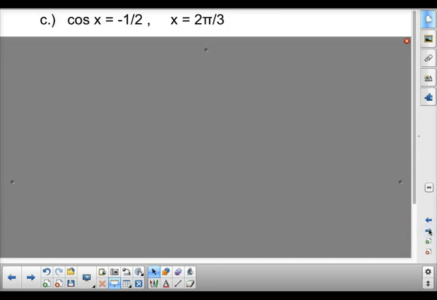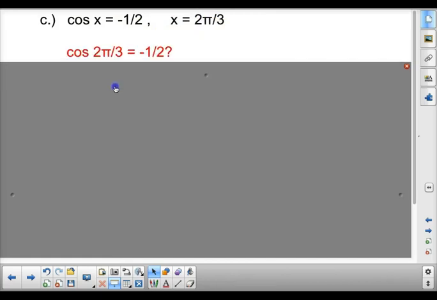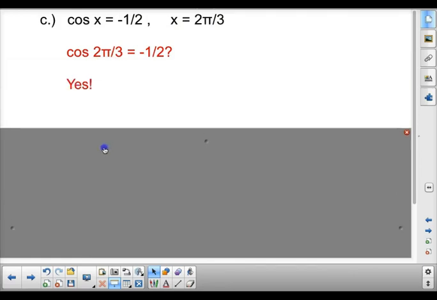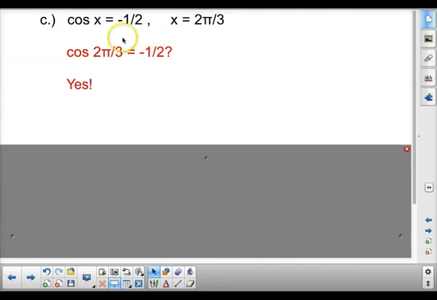Why don't you pause and try this one? So my equation is the cosine of x is equal to negative 1/2, and I want to know, is the x value 2 pi over 3 a solution for this equation? So is the cosine of 2 pi over 3 equal to negative 1/2? Yes, it is. Therefore, I know that 2 pi over 3 is a solution for that equation.